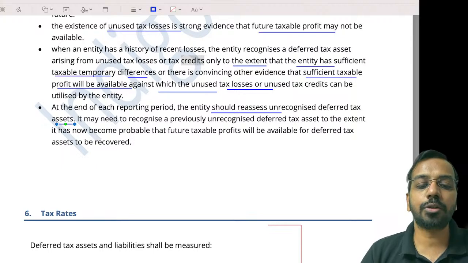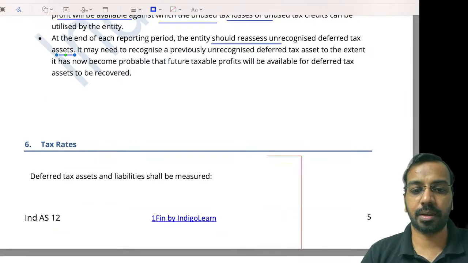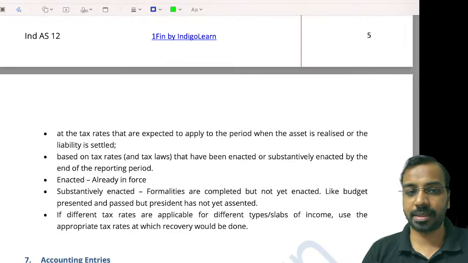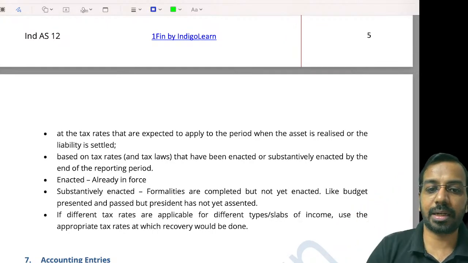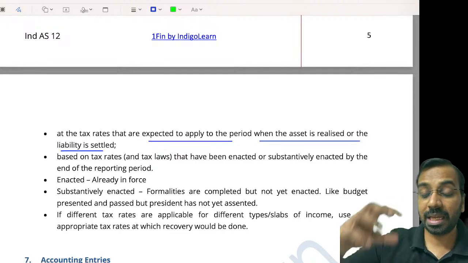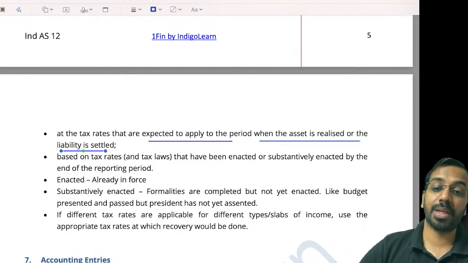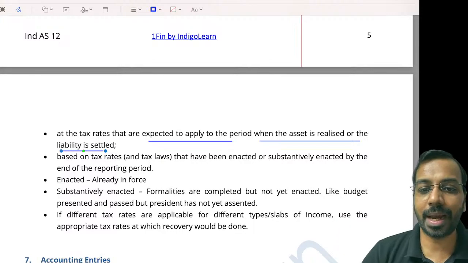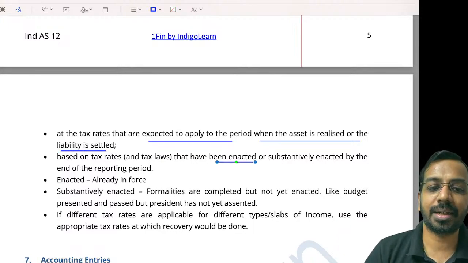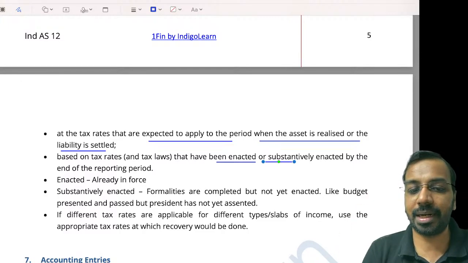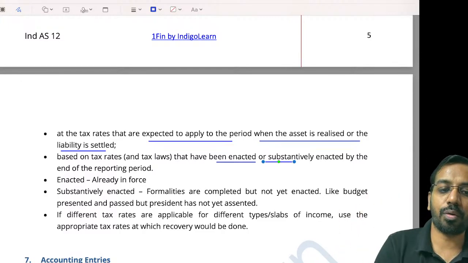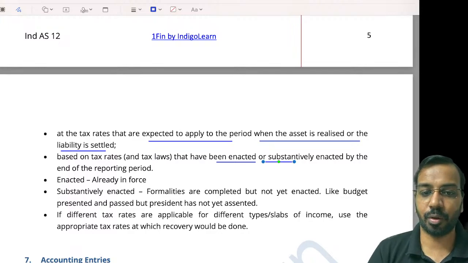Moving on, what should be the tax rate that you have to consider? So, tax rate, what the standard says is, you should apply that particular tax rate which will apply to the period when the asset is realized or liability is settled. So, I am creating deferred taxes for future. Go to the future and look at the enacted and substantively enacted tax rate. So, if it is already enacted or if it is substantively enacted, use those tax rates and account for the deferred taxation.